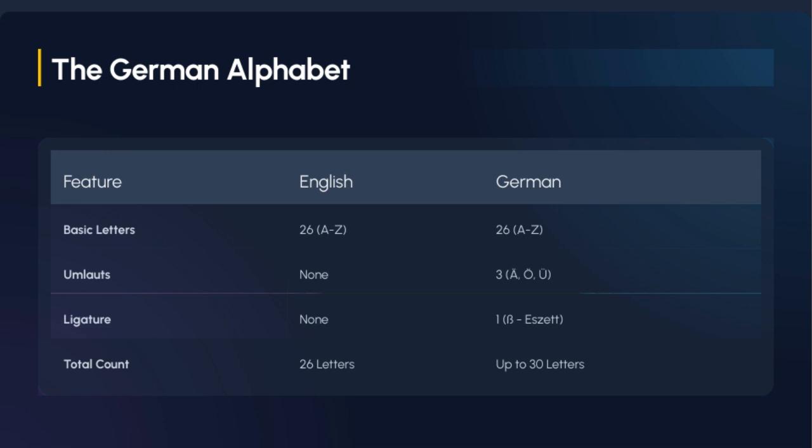Overall, the German alphabet is quite similar to the English one, but with these additional characters that give the language its distinctive sound and spelling features. This diversity in the alphabet helps capture the nuances of German pronunciation and spelling.